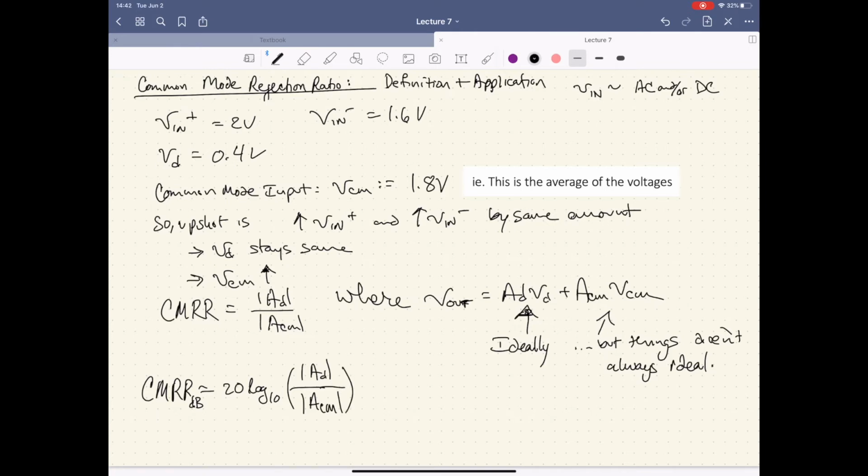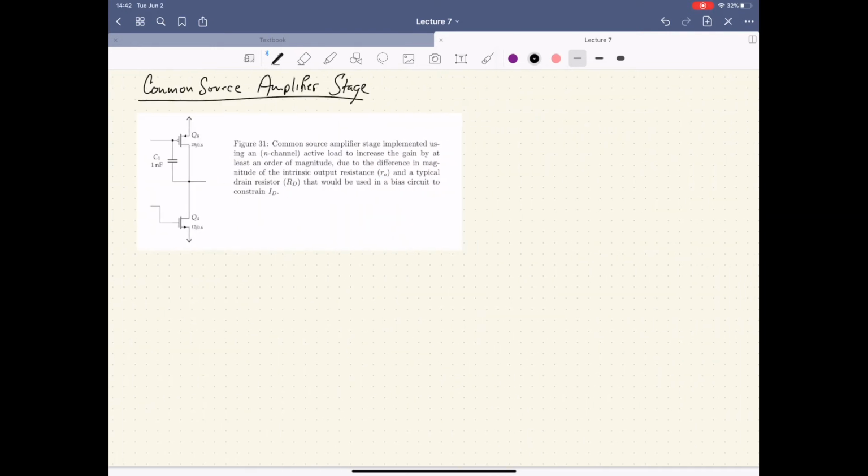All right. So there you have it. That's our CMRR, our common mode rejection ratio. We'll probably talk more about this later too. So just put it in your back pocket for now.